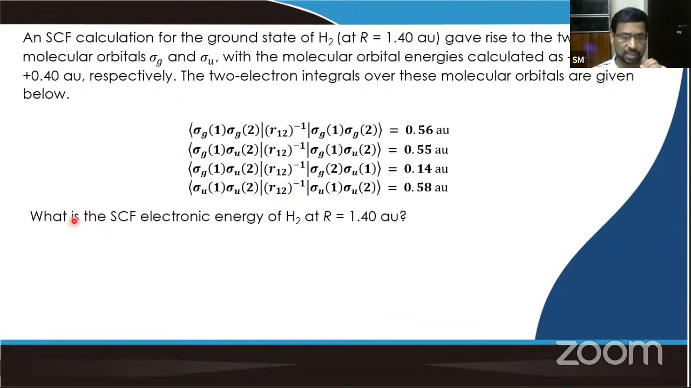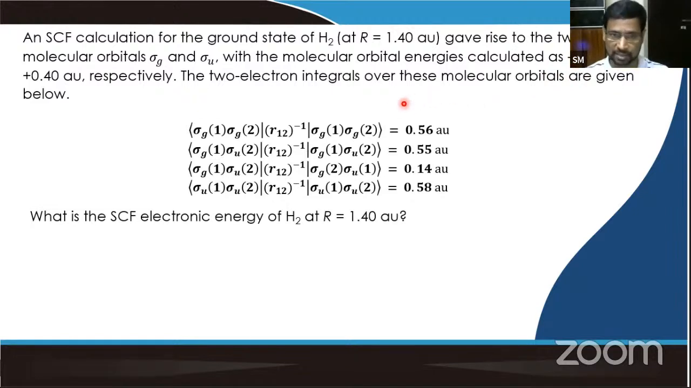Now, the question that it asks is this: what is the SCF electronic energy of hydrogen? That means what is the Hartree-Fock energy of hydrogen given the information. One mistake that students often make is that they say, okay, we know that in the hydrogen ground state there are 2 electrons in the sigma g, that is the lowest energy configuration, and since the orbital energy of the sigma g orbital is minus 0.62, and there are 2 electrons in the sigma g orbital, maybe the energy is twice this orbital energy.